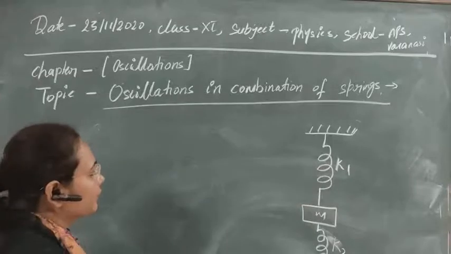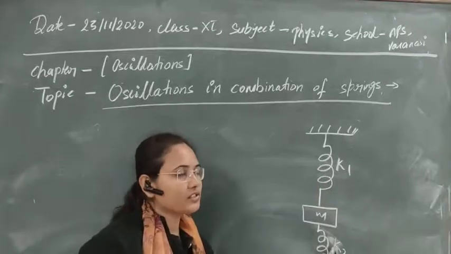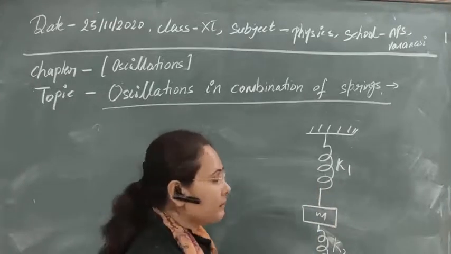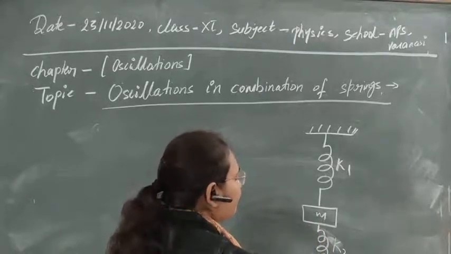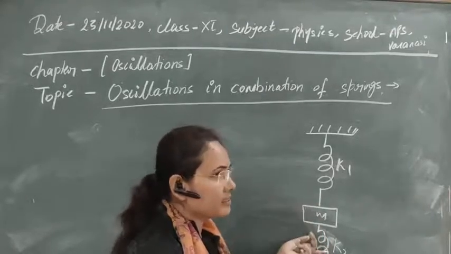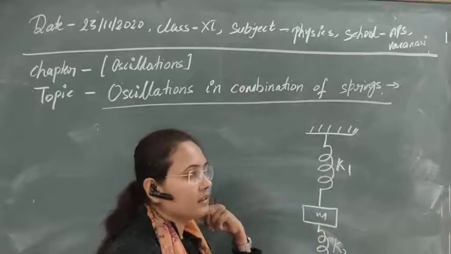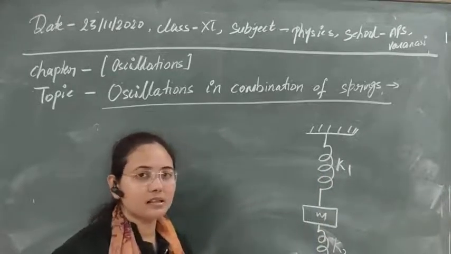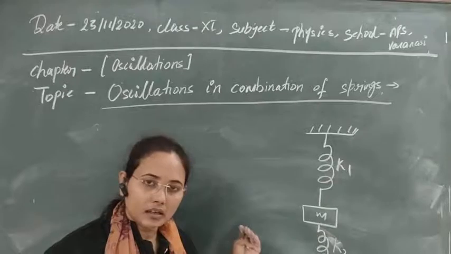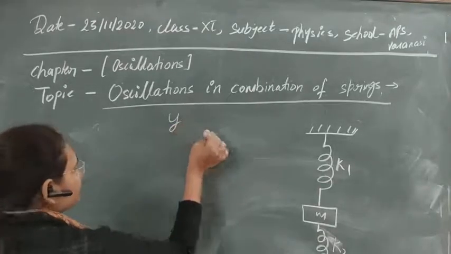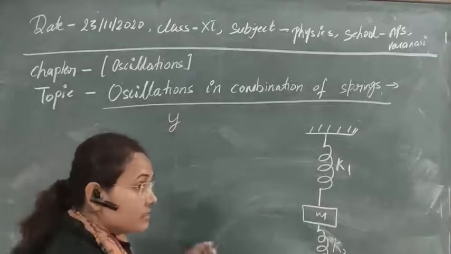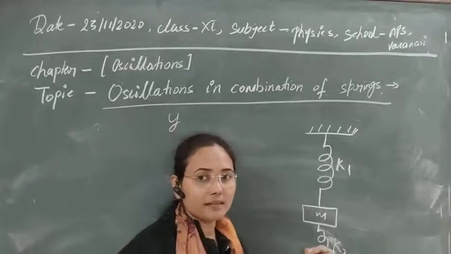Suppose an extension y is produced. Due to this mass there will be a force acting in the upward direction, and a force acting in the downward direction. So the extension produced in both will be equal. Suppose extension y is produced in these two springs. This is the only different case here.